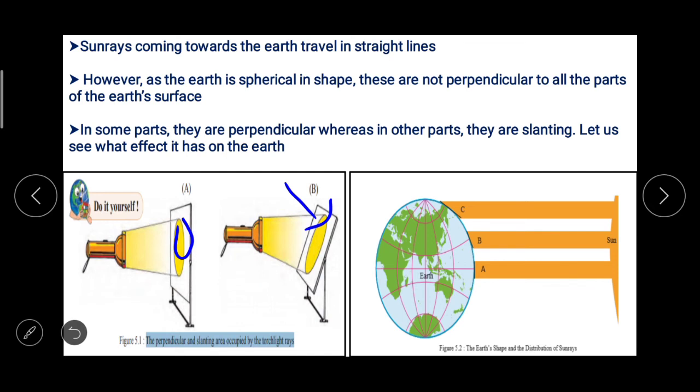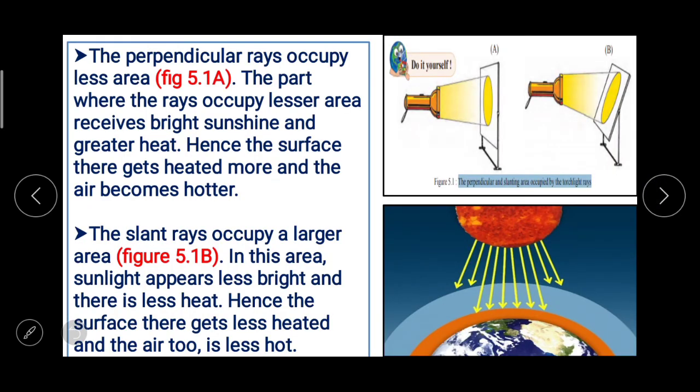Now to study this in detail, one more thing, you can see here the sun, earth and the sun rays. Now here you can easily understand if you observe this figure very carefully that the slant rays occupy a larger area and sunlight appears less bright and there is less heat, though it is larger, क्योंकि concentrate नहीं हो रहा है.